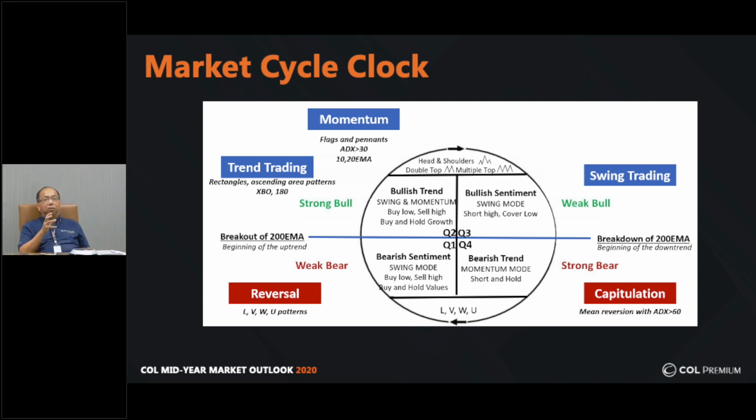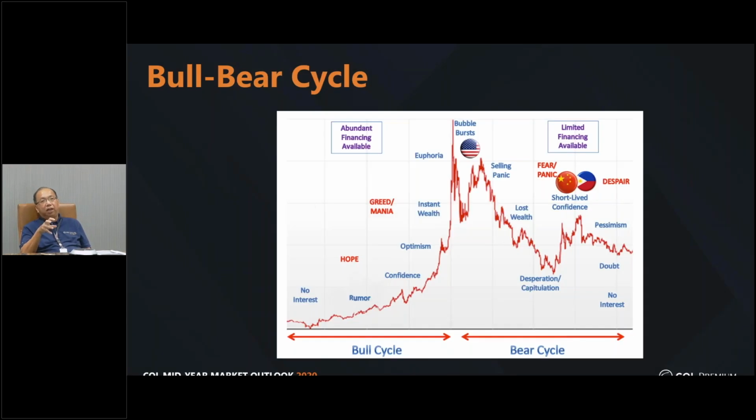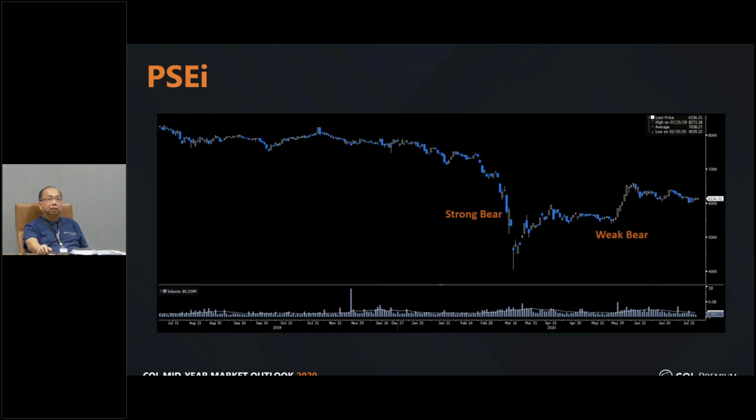What you're seeing now is that the Philippines and China are the same. After the huge capitulation that we saw in March, we have now seen what we call the short-lived confidence because of the oversold condition. It capitulated, and now we're seeing the rallies. We believe we are somewhere in the short-lived confidence now. The strong bear came in March, then we've seen the rally on the right side, almost 2 to 3 months already. We consider that a weak bear.